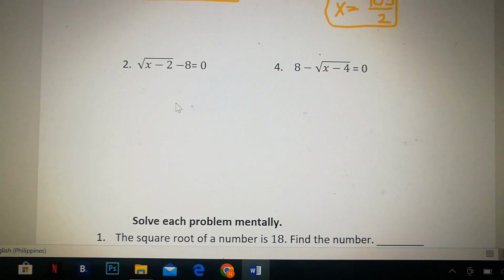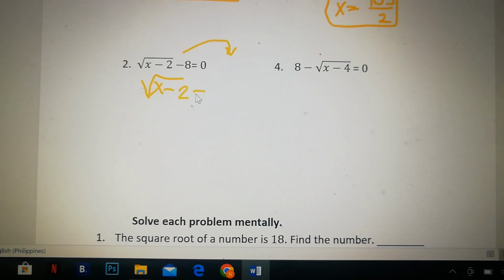Okay, for number 2, square root of x minus 2 minus 8 equals 0. You transpose negative 8 to the other side of the equation. So the resulting equation now is square root of x minus 2 is equal to 8. Squaring both sides of the equation, since the index is 2, to remove the radical. So x minus 2 is equal to 8 squared. That is now equal to 64.